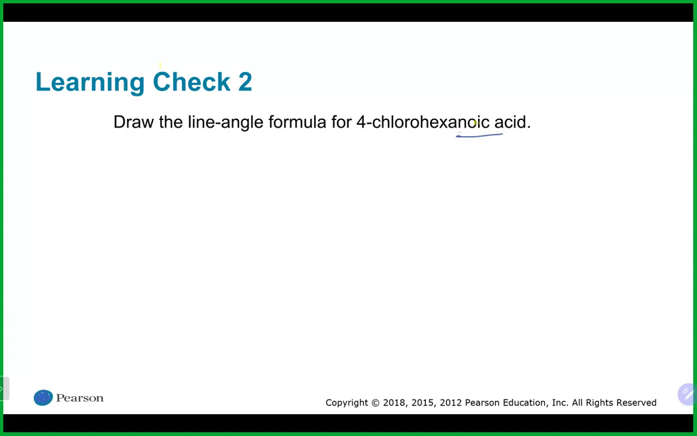Alrighty, so again, we're going to go this way. The oic acid tells me carboxylic acid. The hexane part tells me 6. Since we're going to draw a line, 1, 2, 3, 4, 5, 6. Remember, you might need an extra one because you don't want to shortchange yourself there, because you do have to make the group.